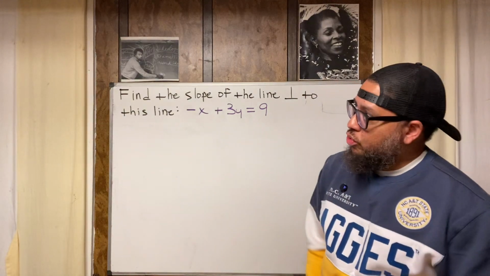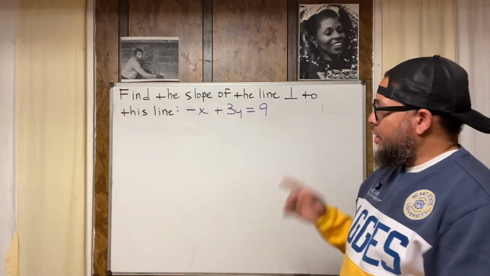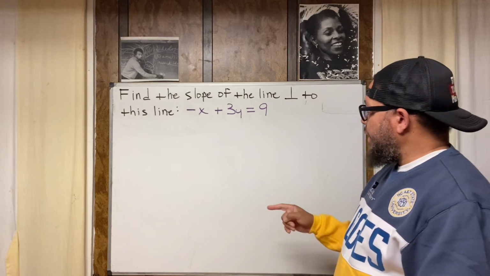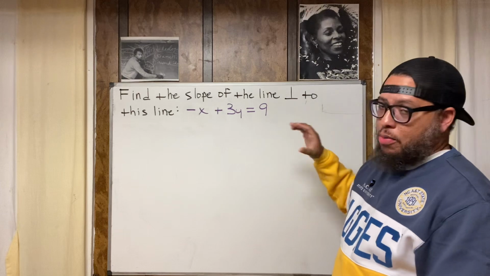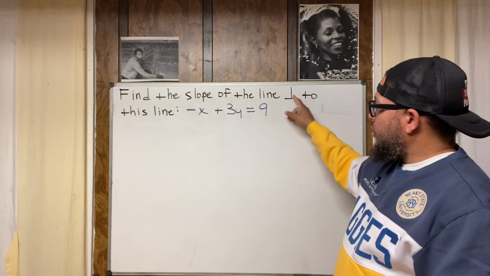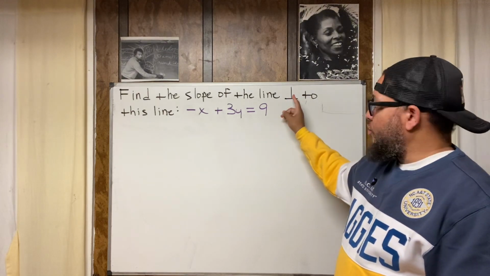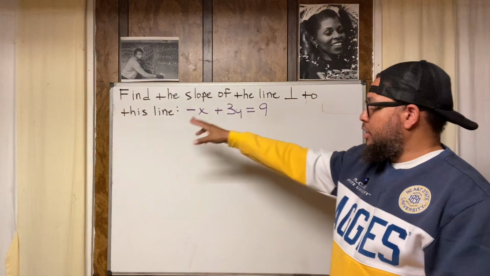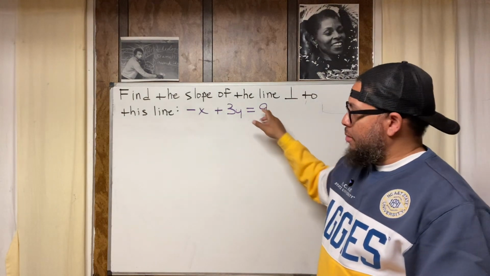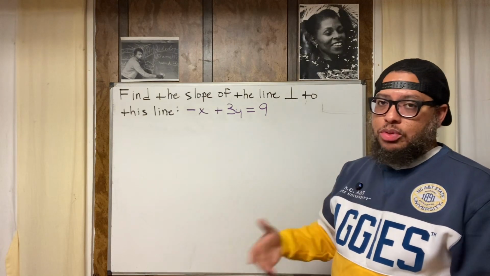All right, so let's read the problem. The problem says, find the slope of the line perpendicular to this line. This is the universal symbol for perpendicularity, right? Two lines that cross each other at a 90-degree angle or form a right angle with each other. That's from geometry. This is the name of a line. So an equation is what we use to name a line.